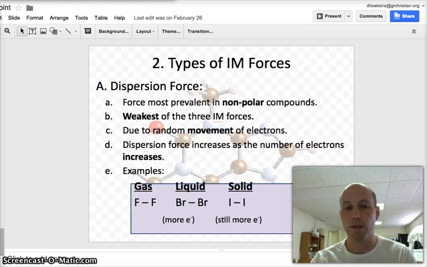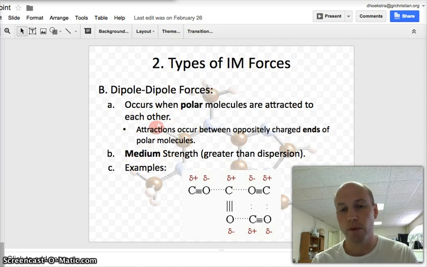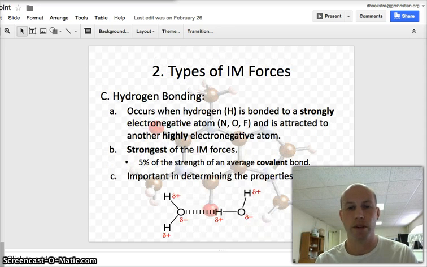We'll start off talking about the dispersion force, which is the weakest type of force and often found between nonpolar compounds. We'll move on and talk about dipole-dipole forces when you have polar molecules being attracted to each other. And then our strongest intermolecular force, and probably the most common and already familiar to you, are hydrogen bonds, when you have a very electronegative atom, such as nitrogen, oxygen, or fluorine, being attracted to the hydrogen atom of a different molecule.